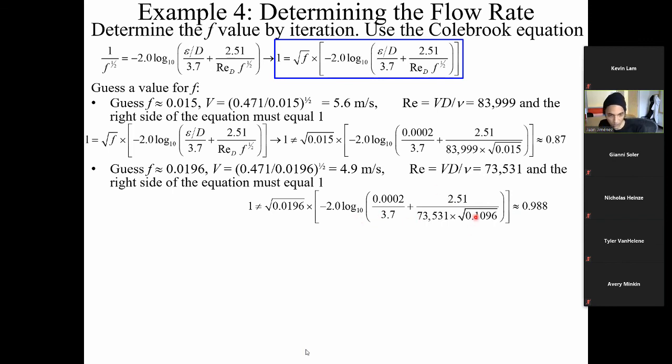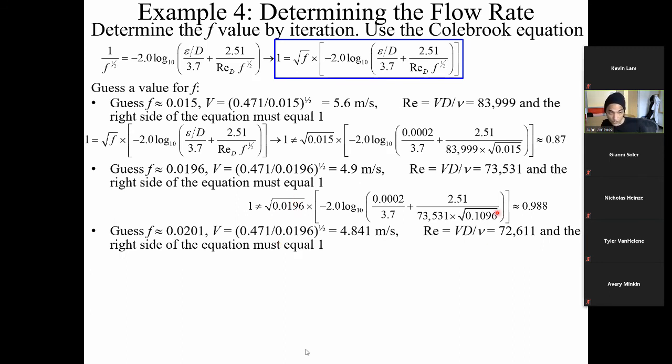But so we'll keep guessing. So now we know it's 0.988, and we're like, oh, this is great. You see, we went from 0.015, which is the first friction factor we guessed, up to 0.0196. So it means that we need to keep going up, but a tiny bit. And you're guiding yourself with the Moody chart. The next one, with this new Reynolds number that we just calculated, that 73,000, we go to the chart and we get that the friction factor is 0.0201. Find out what the velocity is, and we get the Reynolds number.